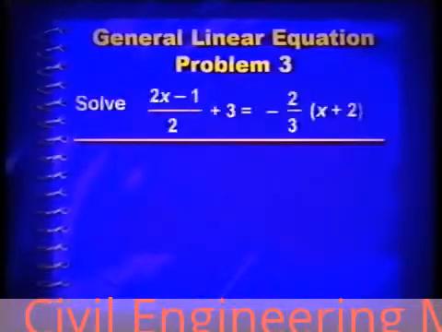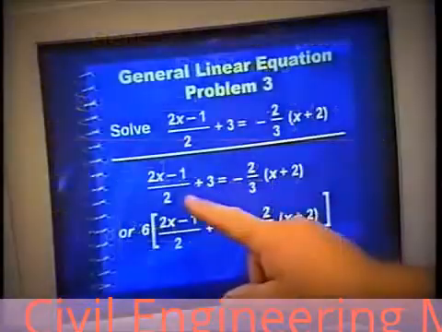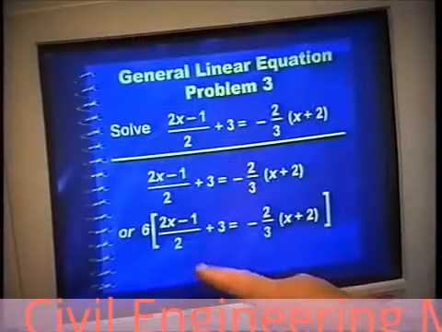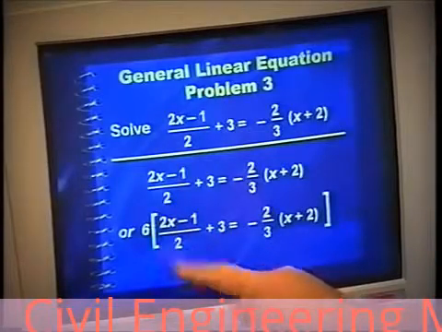So far we've covered some very easy problems. Let's finish this section with a slightly more difficult one. I hope you can follow it. Here we've got 2x take away 1 over 2 plus 3 equals negative 2 on 3 times x plus 2. So we have to do the brackets. First of all, however, I see a 2 and a 3, which gives a lowest common denominator of 6. I'll multiply everything by 6.